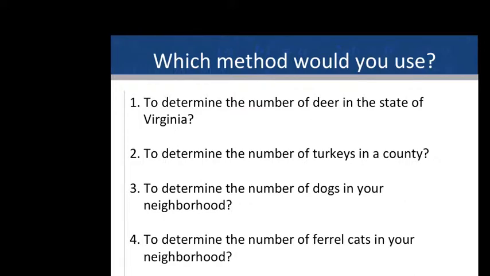To determine the number of turkeys in a county, what would be the best method to use to do that? Number 2. So we might use the quadrant sampling. We might use the mark and recapture because turkeys are going to travel. Quadrant sampling is easier with organisms that don't move, like trees or grasses or certain types of fungus and things like that. To determine the number of deer in the state of Virginia, we would probably use mark and recapture. The number of dogs in your neighborhood, you could definitely just go and count those depending on how big your neighborhood is.